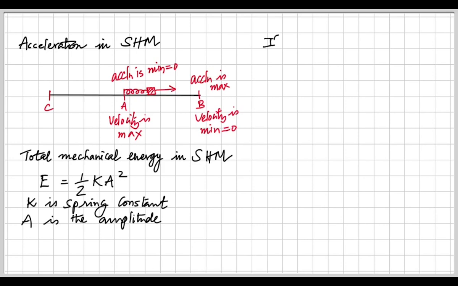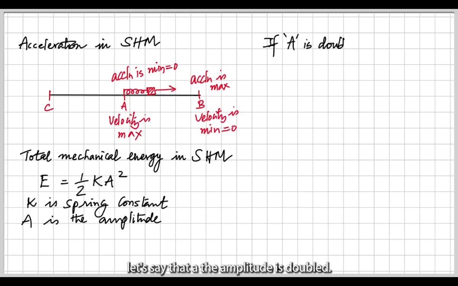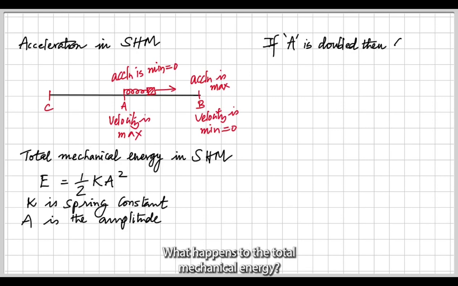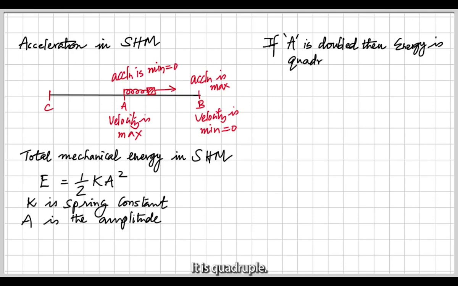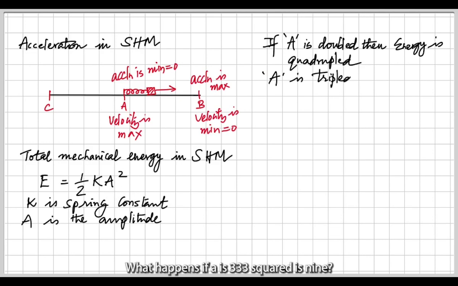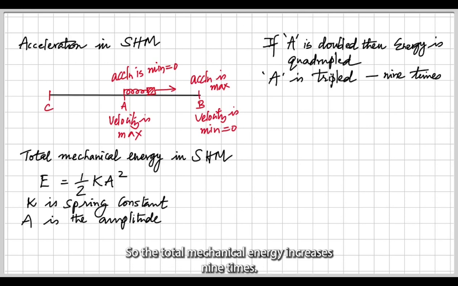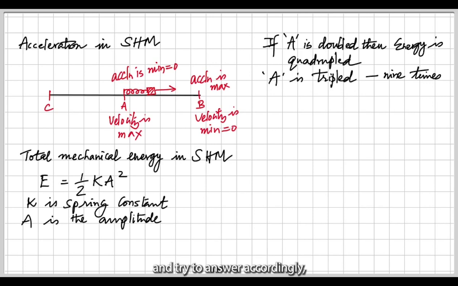So let's say that A, the amplitude, is doubled. What happens to the total mechanical energy? It is quadrupled. That means it becomes 4 times because 2 squared is 4. What happens if A is tripled? 3 squared is 9. So the total mechanical energy increases 9 times. Quite simple. So depending on the question, you look at the formula and try to answer accordingly.